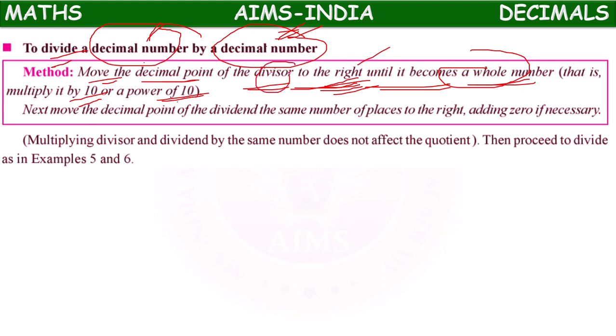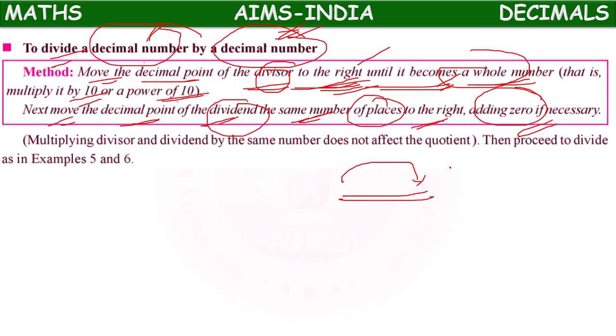In the divisor, we have to move the decimal point to the right until it becomes a whole number. Next, move the decimal point of the dividend the same number of places to the right, adding 0 if necessary. In whatever way we move the decimal point in the divisor, in the dividend also we have to move it to balance that. If necessary, we take 0 also, and balance in that way.